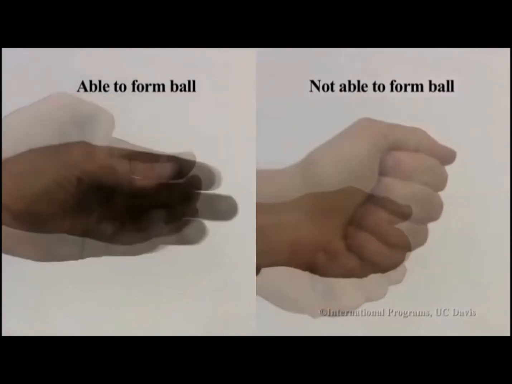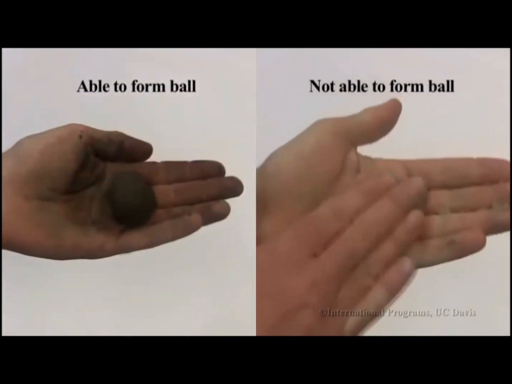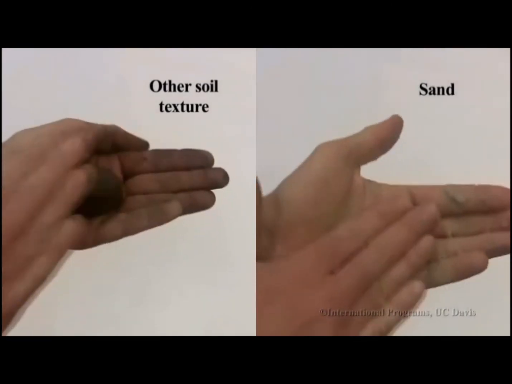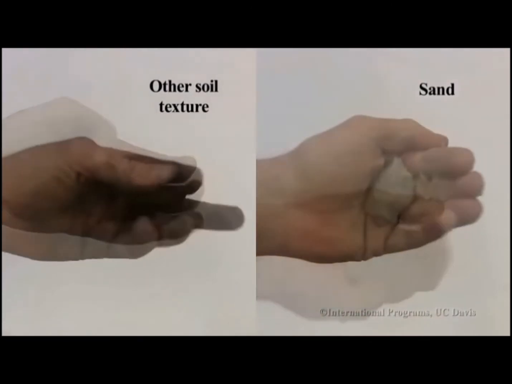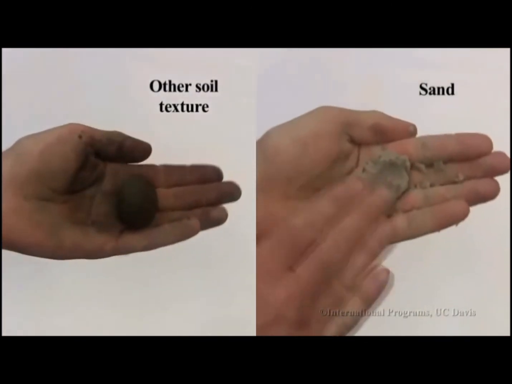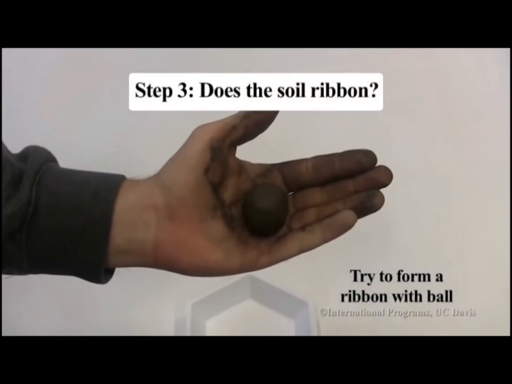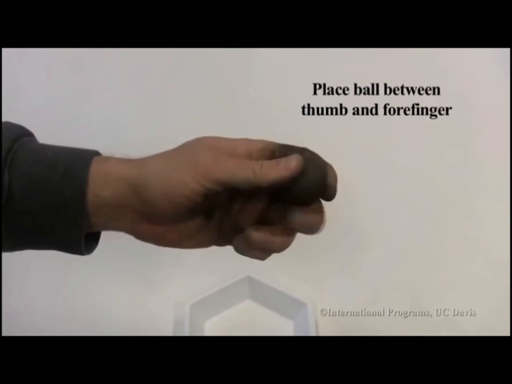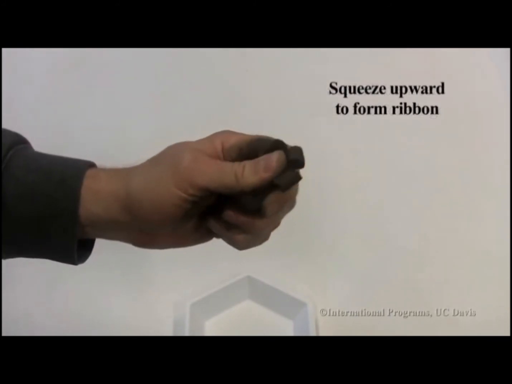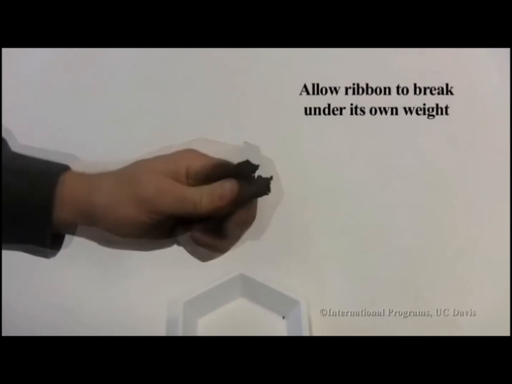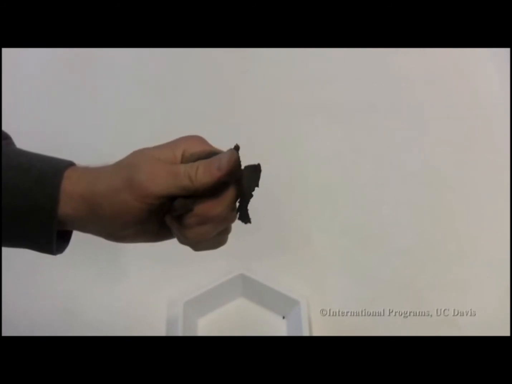If the soil cannot form a ball, it is sand. In case it can form a ball, continue to determine. The third step, try to form a ribbon with the ball. Place the ball between thumb and forefinger. Squeeze upward to form a ribbon. Allow the ribbon to break under its own weight.